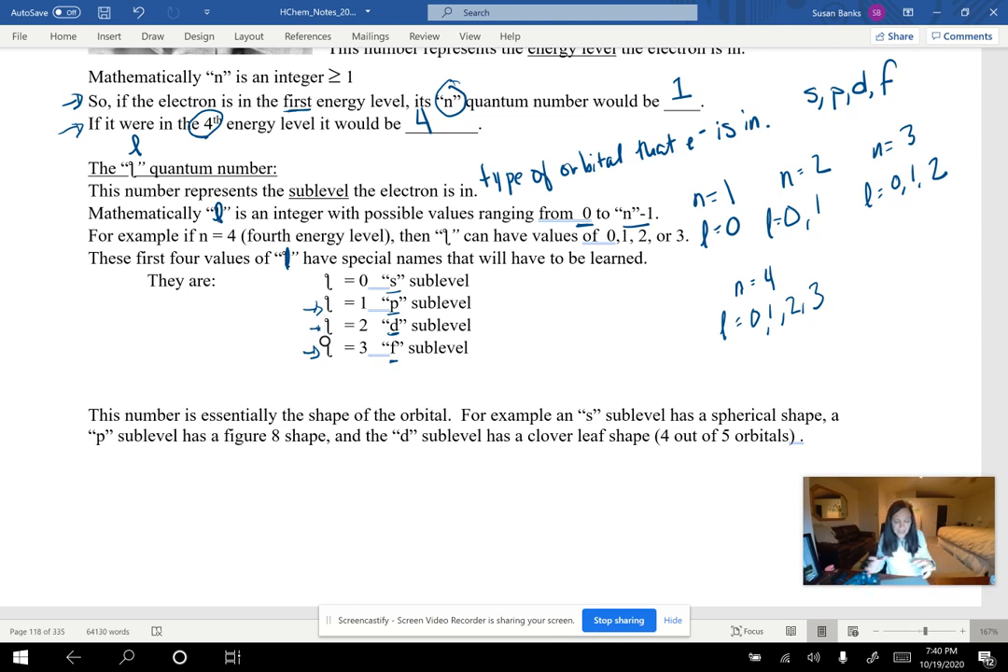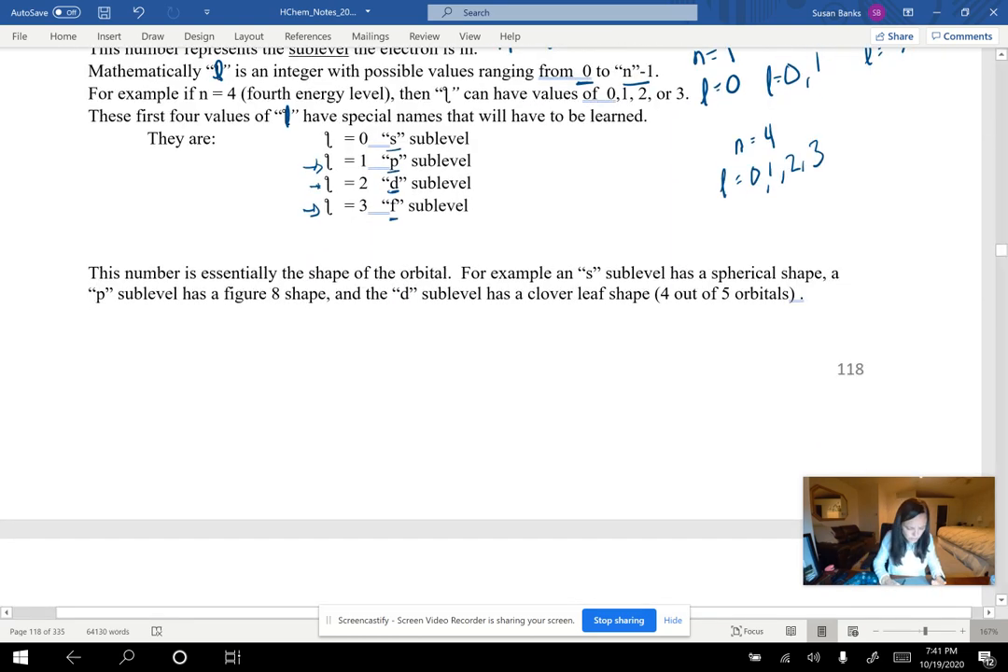For an example, an s sublevel, an s orbital is a sphere. It's the simplest shape that an electron can make in terms of its wave function. A p sublevel has kind of like a figure 8 shape, or like an hourglass, or even like a dumbbell shape. And d sublevels have kind of a clover leaf shape, 4 out of the 5. The 5th one has kind of a barbell shape with a donut around it.